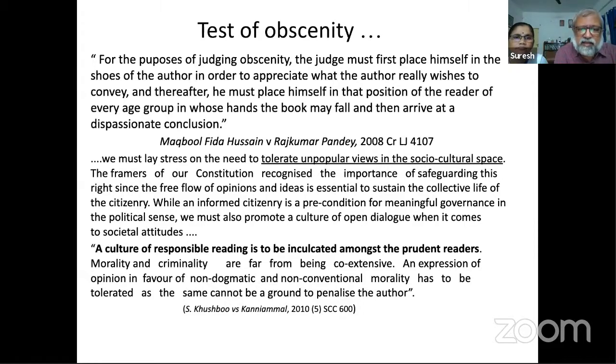In another case involving again a film actress, Khushbu, who had given an interview on television about premarital sex.